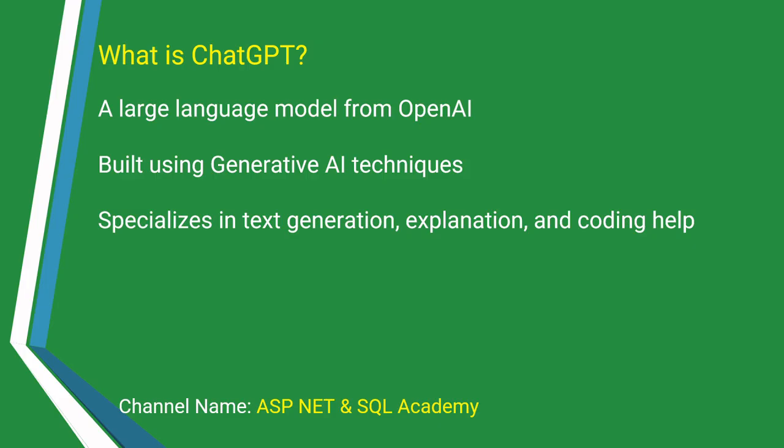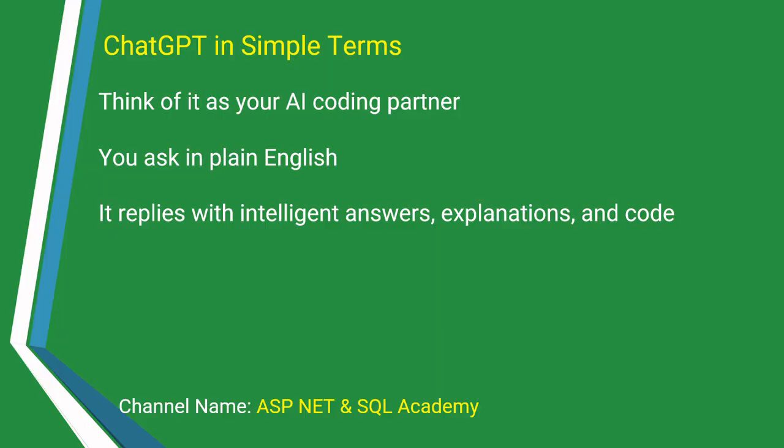ChatGPT is one of the most popular examples of generative AI. It understands context, writes essays, solves code problems, and even assists in ASP.NET development. ChatGPT acts like a human teammate who understands both natural language and programming logic. It can generate C#, SQL, or JavaScript instantly based on your question.